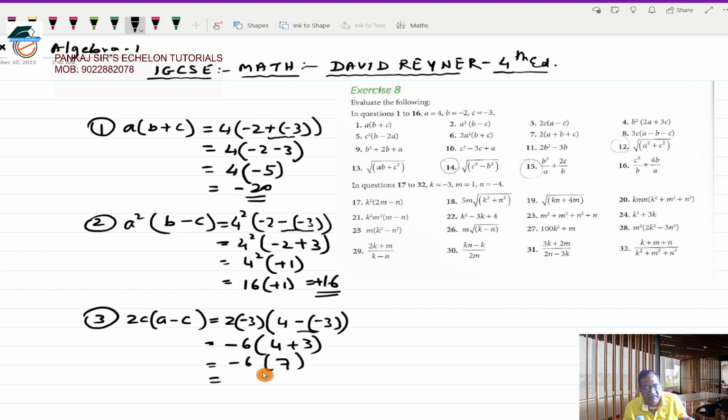And ultimately I'll get 7 into 6 is 42, but there's a minus sign over here, so minus 42. So the answer for the third one is minus 42, which is again absolutely correct. Okay, so 3 questions so far we have solved. Now let us move on to the next one.